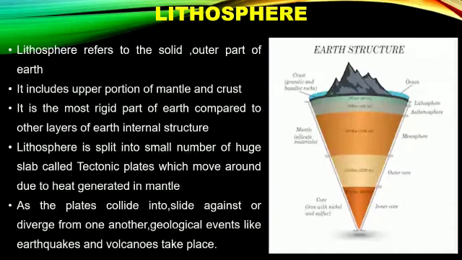The second sphere which we are going to discuss is lithosphere. Lithosphere is also called as geosphere, and it refers to the solid outer part of the Earth. It includes the upper portion of mantle and crust, and it is the most rigid part of Earth compared to the other layers of Earth's internal structure. Lithosphere is split into small number of huge slabs called tectonic plates, which are responsible for geological events like earthquakes and volcanoes. Now, if you look at the picture, you can clearly see the part which are the lithosphere.